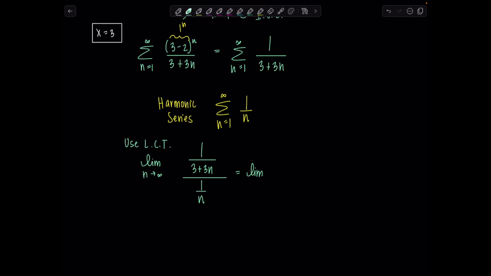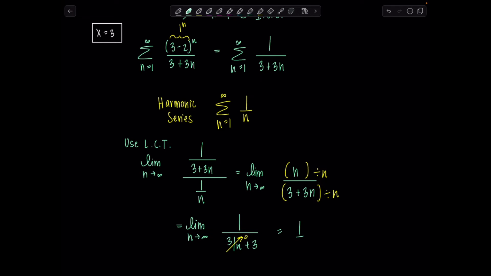So this is going to be the limit as n approaches infinity. Dividing by 1 over n means n gets multiplied in the numerator, and then we still have 3 plus 3n down here. Divide everybody by n. And then we've got the limit as n approaches infinity of 1 over 3 over n plus 3. Good. So then as n goes to infinity, 3 over n goes to 0, and this limit comes out to 1/3.